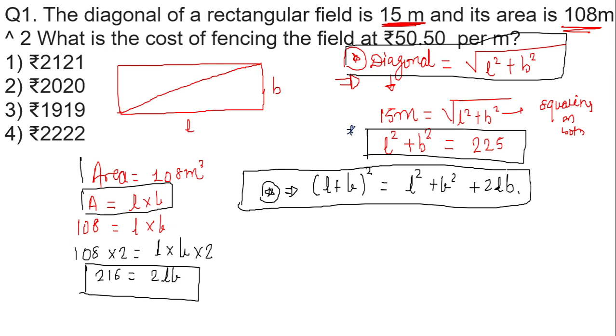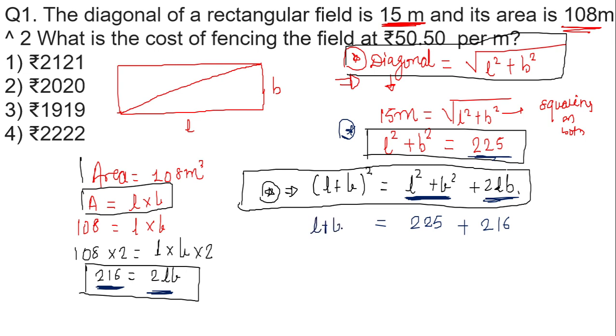Here I have got the L square plus B square value, that is equal to 225. Can I substitute this value at this place? Yes, I can. So simply write here 225. 2LB can be substituted with the value 216, as we have got 2LB is equal to 216. So can I write here 216?